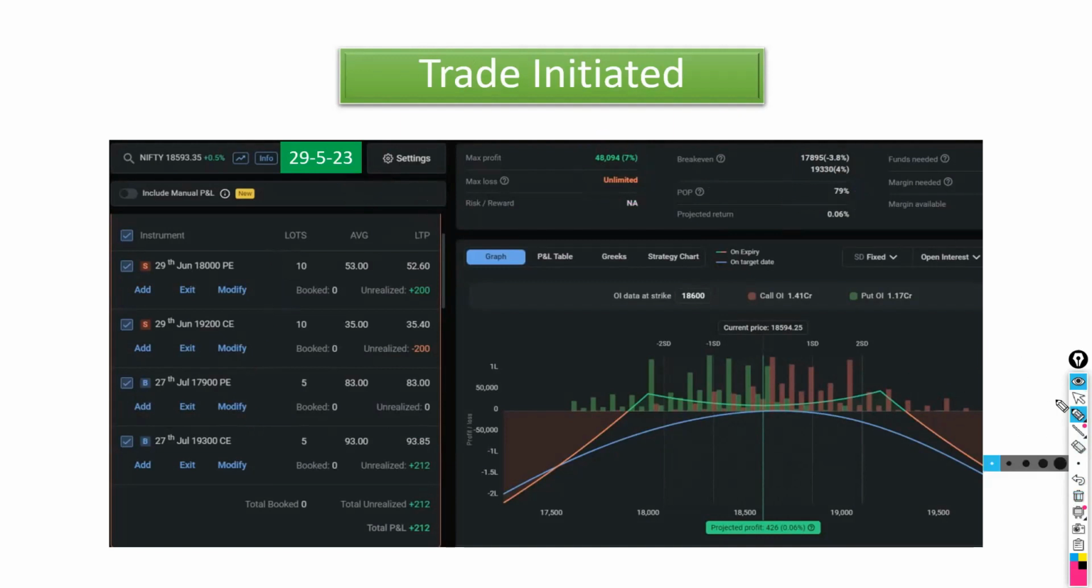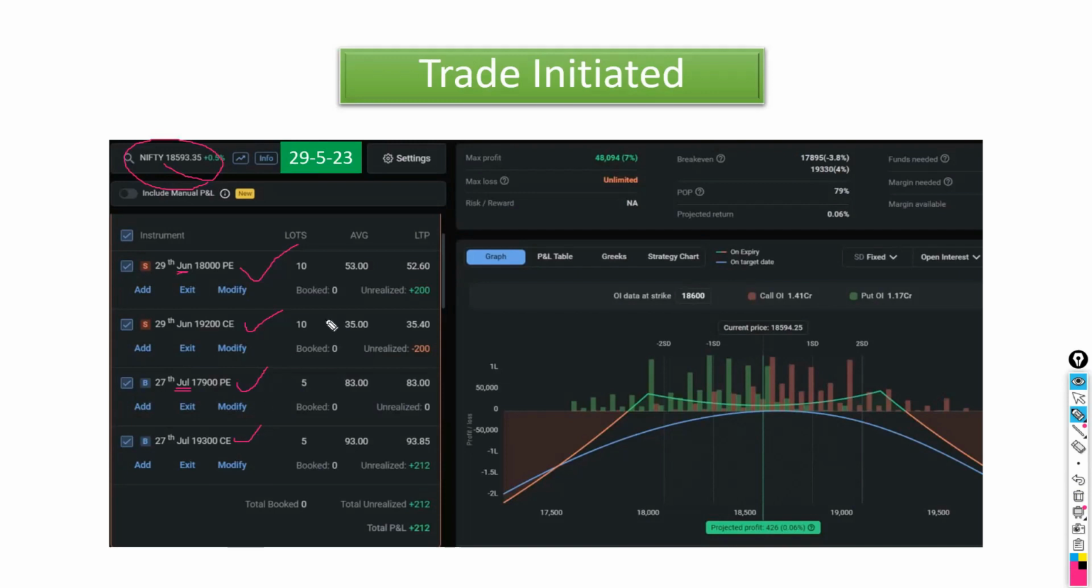When the spot was around 18,600, on 29th May itself, I initiated this trade. I sold the 18,000 put and the 19,200 call in the June month. Then I took July: just one strike below the put strike, I bought, and on the July call side, one strike above the call, I bought. So what is this called? This is called a diagonal calendar spread.